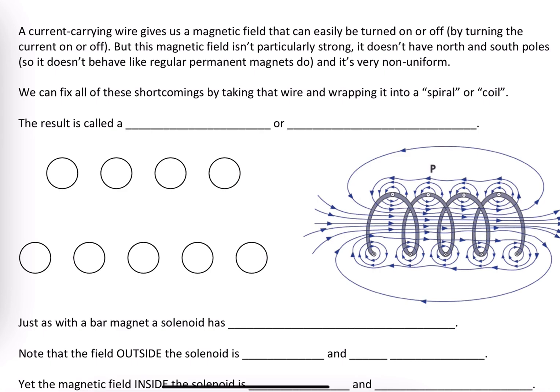This new magnetic field we've created around these wires turns out not to be particularly strong. It also doesn't have north and south poles in an obvious way, so we can't use it conveniently to push and pull on other magnets at our will like we could with those bar magnets, those permanent magnets. And it's also very non-uniform.